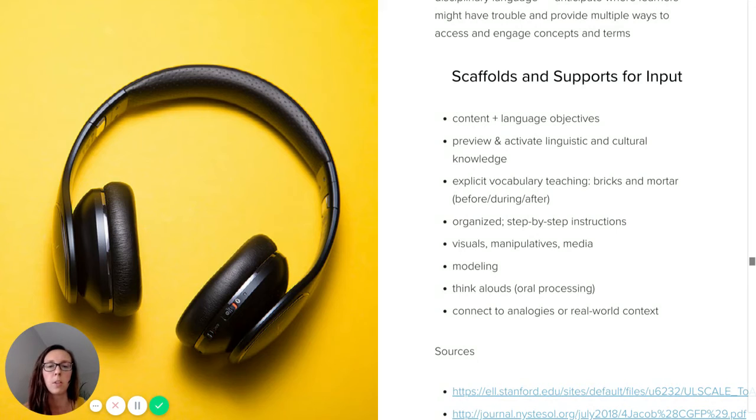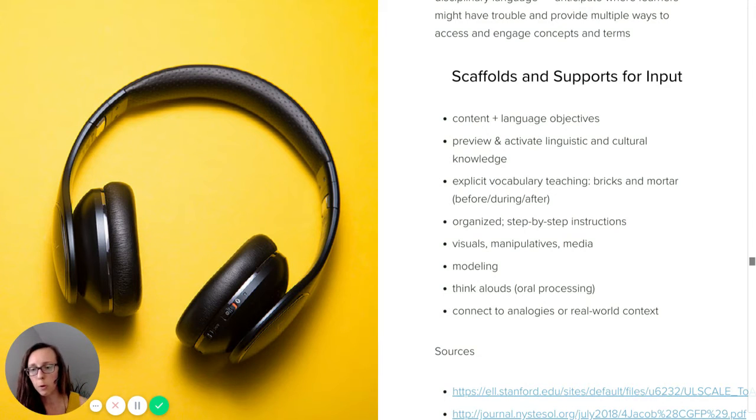And I'll show you an example in just a moment. Other things that we can do is we can activate students' linguistic and cultural knowledge that they have coming into a concept, so that we can leverage that as we're considering the impacts and the ways that those concepts show up in real life. We can do explicit vocabulary teaching, remembering our bricks and mortar concepts.